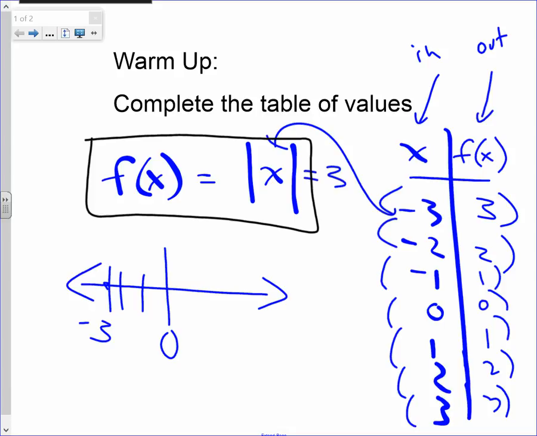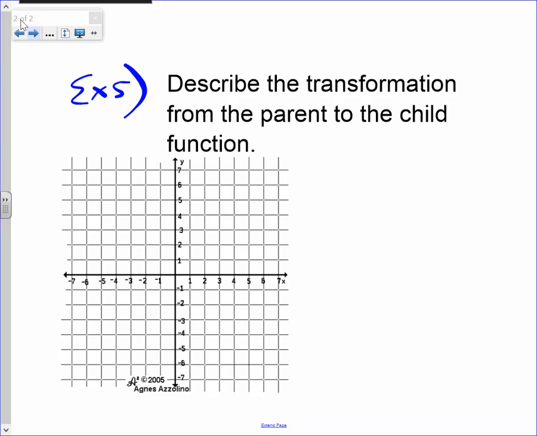In other words, you're going to see all kinds of functions from here on out for the next week that have absolute value symbols, and they're going to look a lot different than this one. They're going to look crazy, scary, and funky. But they're all going to be related to this parent. So let me graph the parent function. The parent function is f of x equals absolute value of x.